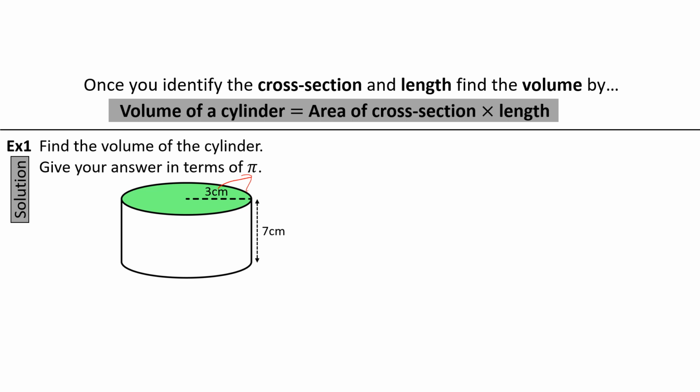This is a circular cross section. So area of a circle is given by pi times the radius square. So first we will find the area of the circle. Area of the circle will be given by pi r square, which is equal to pi times 3 square, which is 9 pi centimeter square. Area's unit is square, so centimeter square.